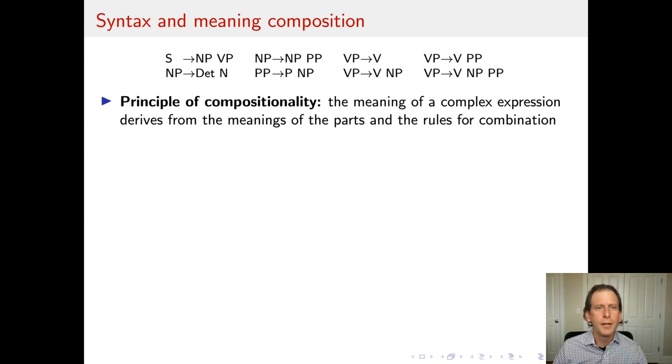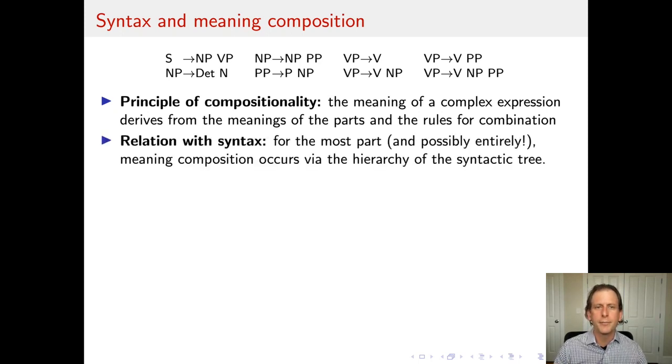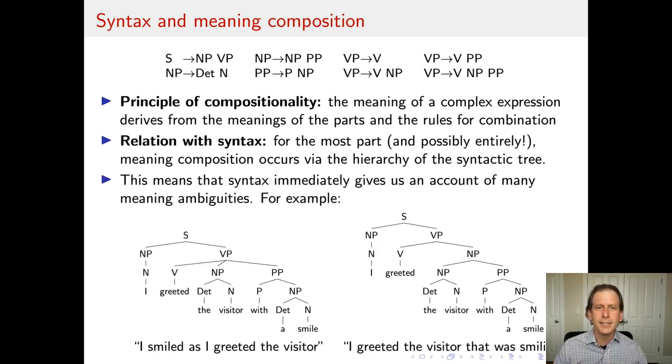Okay. The next thing I want to highlight is syntax and meaning composition. There is a big principle which plays a huge role in the study of language once we start getting more into meaning, which is the principle of compositionality. The principle of compositionality says that the meaning of a complex expression derives from the meanings of the parts of that complex expression and the rules for combination. And this relates to syntax in the following way. For the most part, and it's scientifically possible that this is true entirely, meaning composition in the notion of compositionality we're talking about occurs via the hierarchy of the syntactic tree. And this means that syntax immediately gives us an account of many kinds of meaning ambiguities.